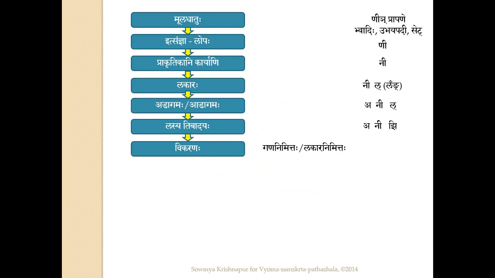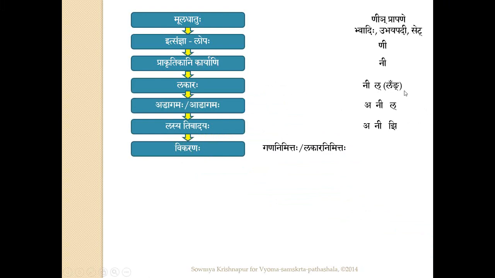So gananimittah athava lakara nimittah. So depending, we know, if it is a sarvadhatuka lakara, we add the gananimitta vikarana pratyaya. If it is an ardhadhatuka, we add the lakara nimitta vikarana pratyaya if there is any. Okay. So vikarana pratyayah yadi sambhavah asti tarhi yojaniyah.